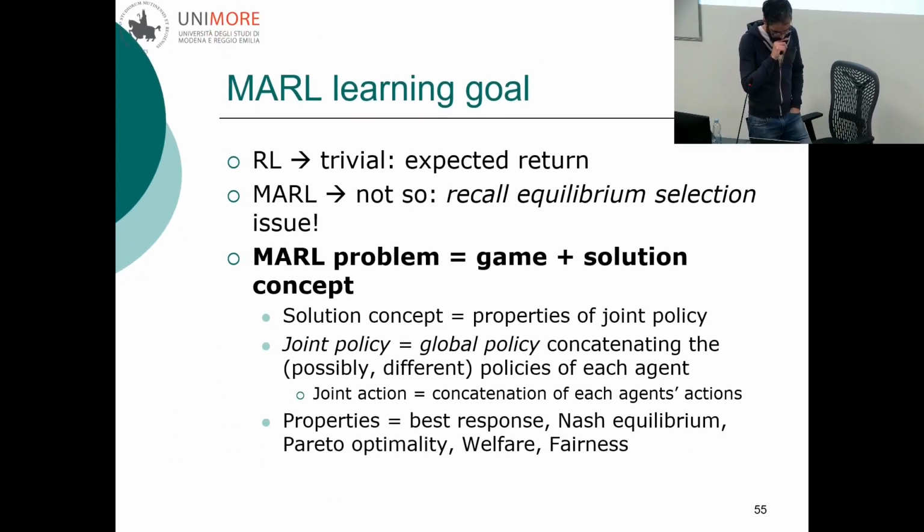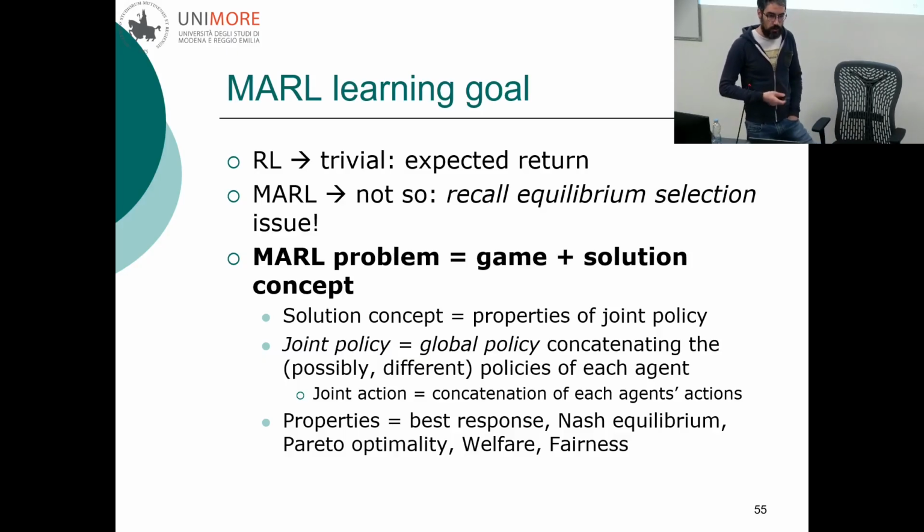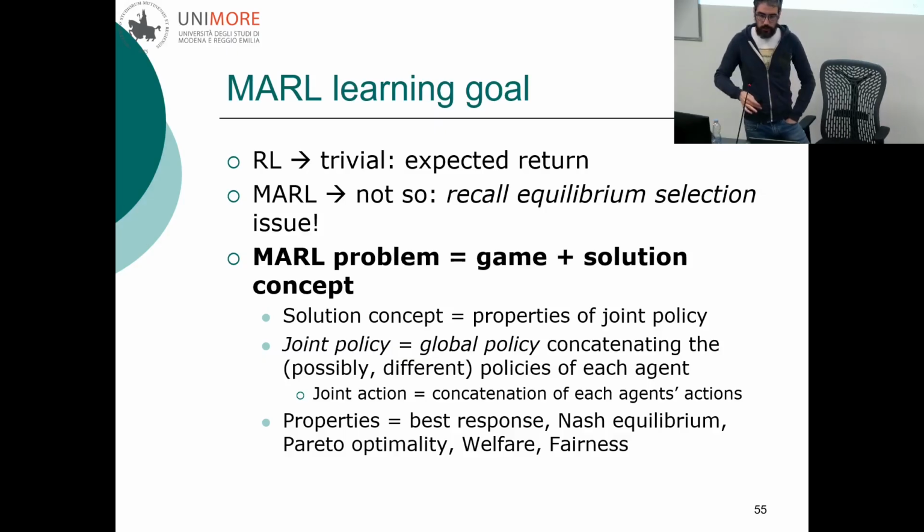So we already said that in single agent reinforcement learning, defining what kind of solution we want is trivial. You always have the same objective, regardless of the specific goal that your problem gives you. The goal of the agent is always to maximize the expected return. That's it.